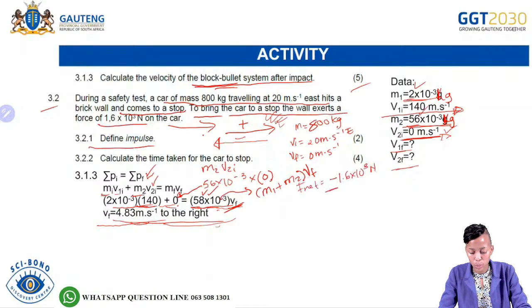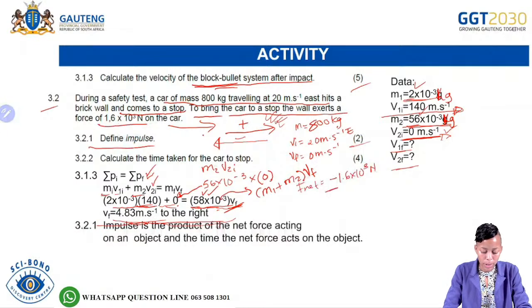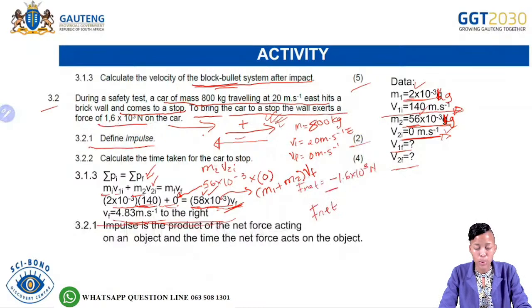3.2.1, we need to define the impulse, for 2 marks. Impulse is the product of the net force acting on an object and the time the net force acts on the object. So there's your net force and the time, which is represented by the change in time. The net force acts on the object. So that is your definition for impulse.